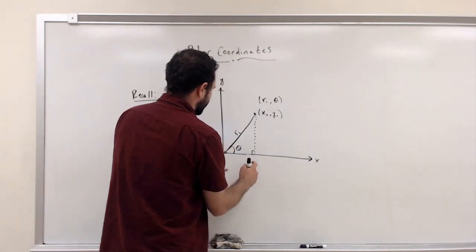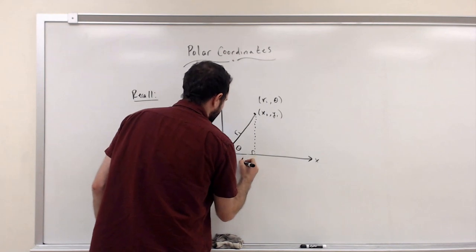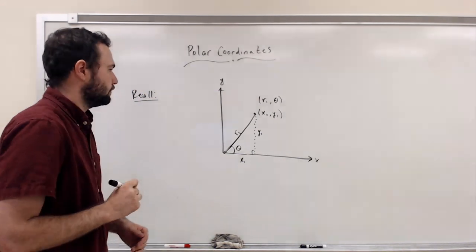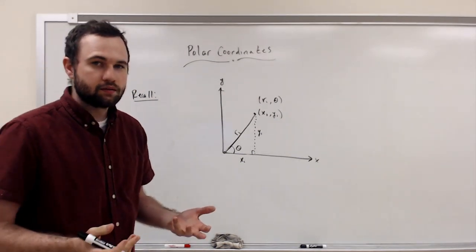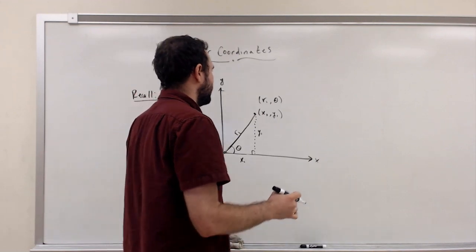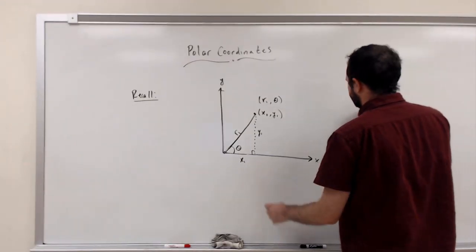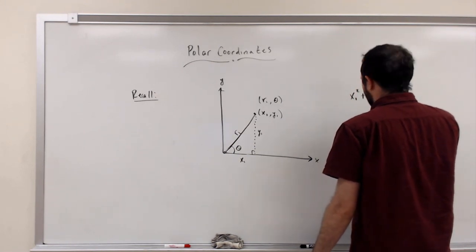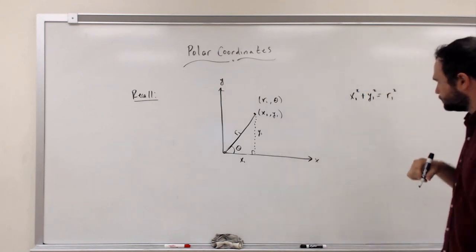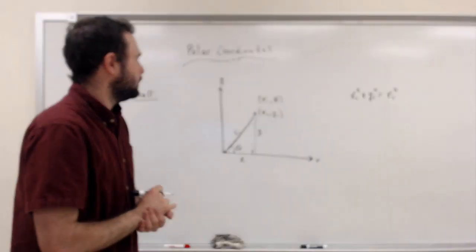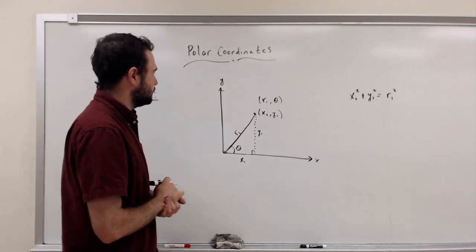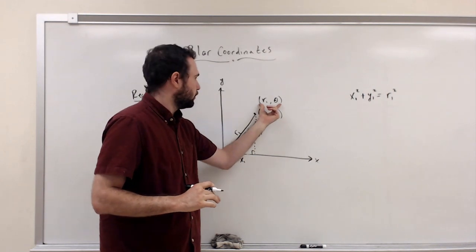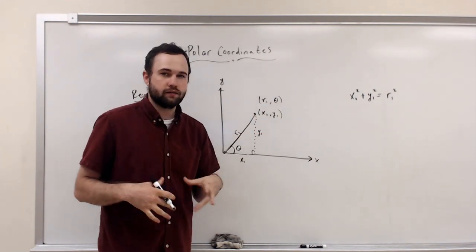Notice this length here, where we have a right triangle, this length here is x1. This length here is y1, okay? And we already know some things from trig and actually from algebra. We know that x1 squared plus y1 squared is going to be r1 squared, right? And so if we want to go from some rectangular coordinate to a polar coordinate, we need to know what r1 is and we need to know what theta is. So how do we figure that out?